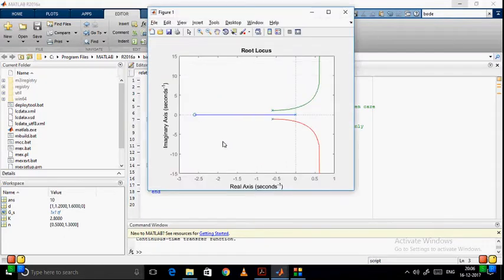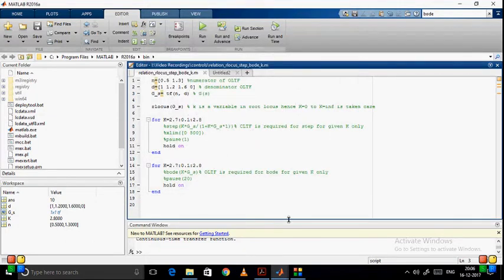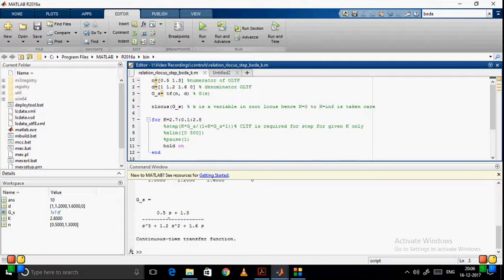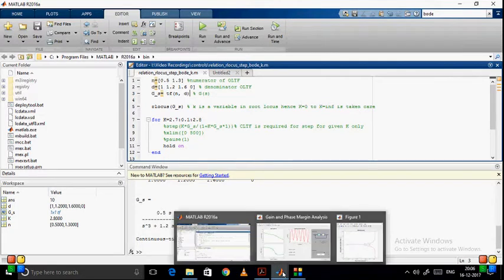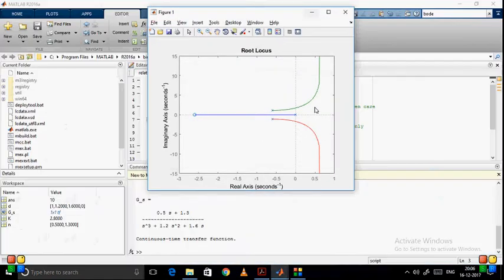Now when I run this, you can also check, before the root locus, the transfer function that we have taken: 0.15, 1.3, 1.3. So this is what we have taken. Is it correct? We can verify once, and then let us look at the root locus.